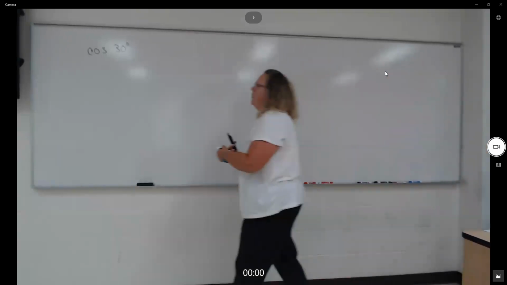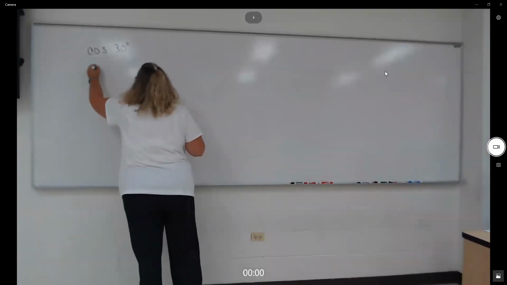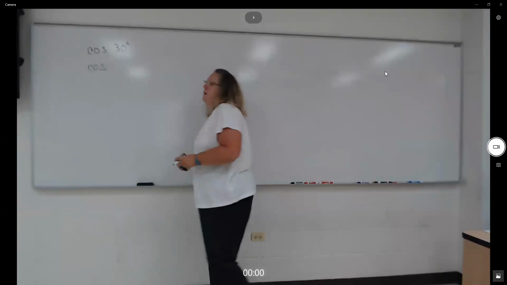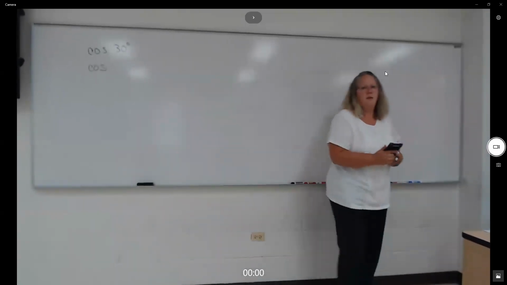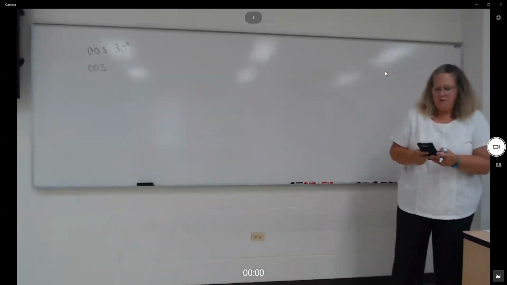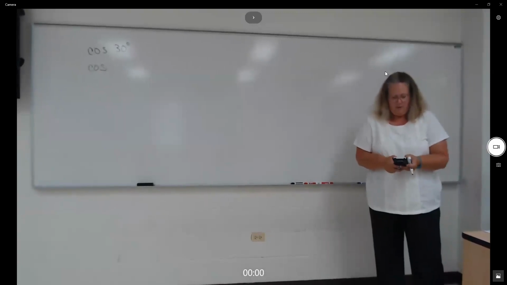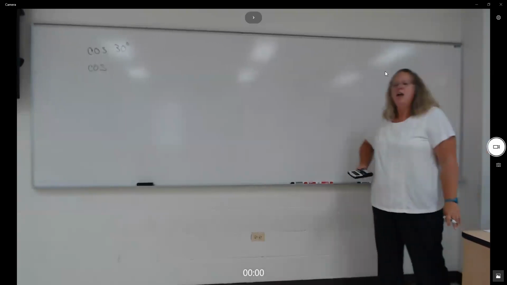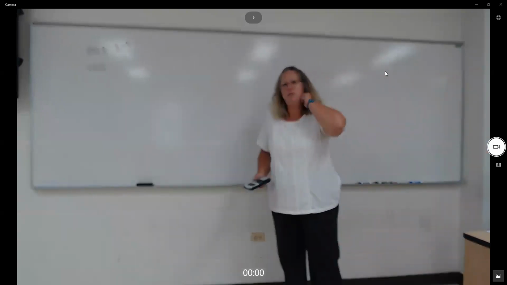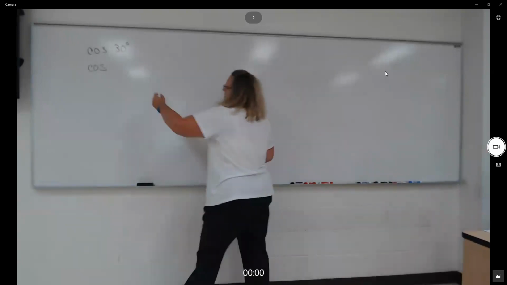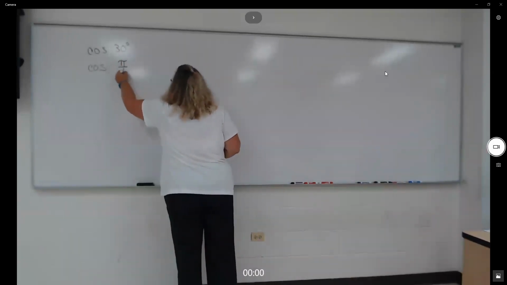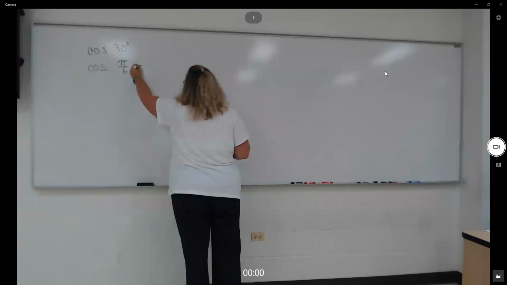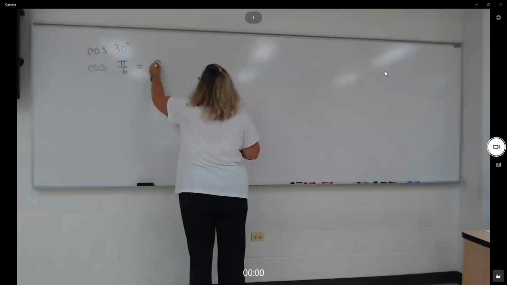Does anyone remember what is that in radians? What is 30 degrees in radians? You remember it's called, you can look at your unit circle if you want. The 30 is pi over 6. Pi over 6. So my calculator is telling me 0.866.